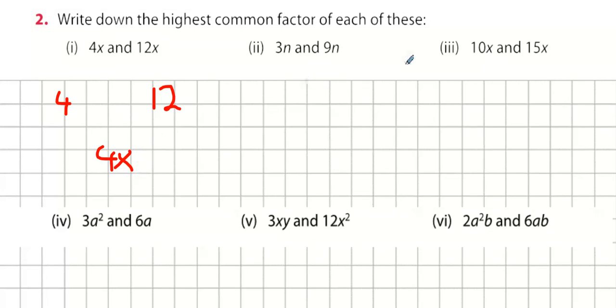Can you guys try part 2 and 3 on your own? Would everybody agree, what's the largest number that can divide into 3 and 9? 3. What letter do they have in common? N. Done. What's the largest number that can divide into 10 and 15? Do they have a letter in common? X. All right. Now, more difficult in a second, okay?